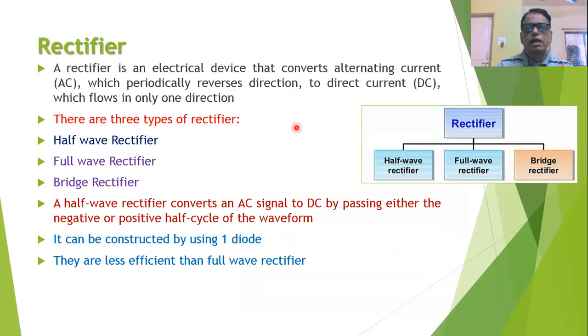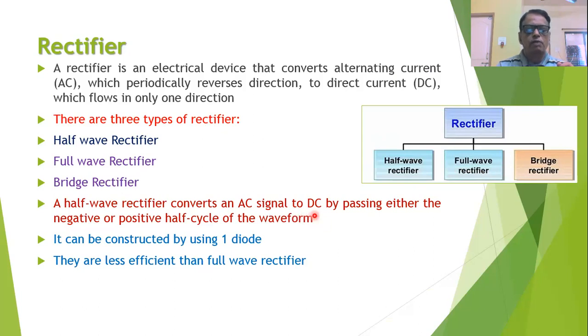Basically, there are three types of rectifier: half wave rectifier, full wave rectifier, and the bridge rectifier. Full wave rectifier and bridge rectifier are both of the full wave type, but their working, components and circuit diagrams are different. A half-wave rectifier, as its name indicates, will convert only the half cycle of the input AC into DC, and that is the reason it is called a half-wave rectifier.